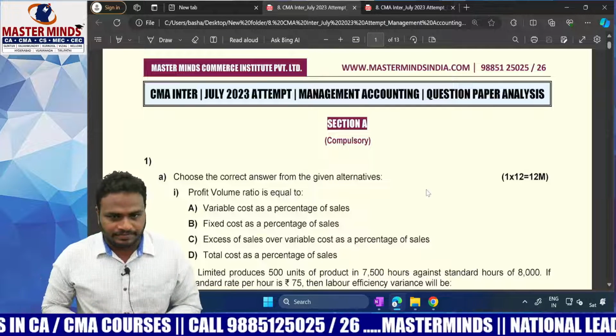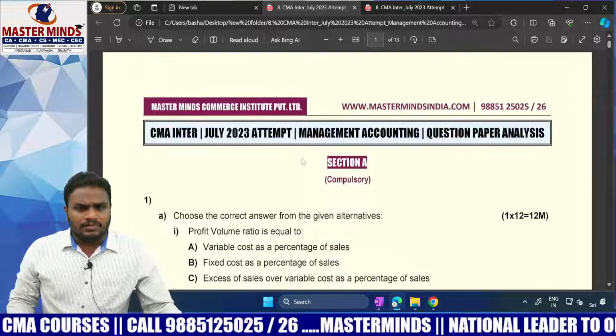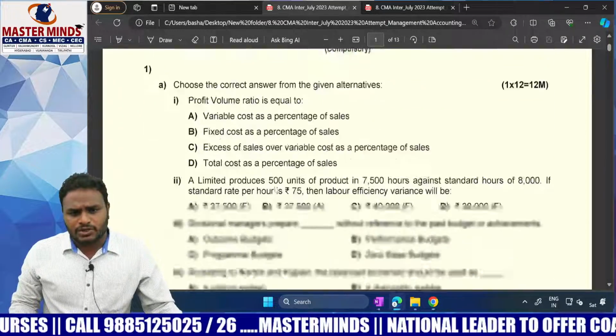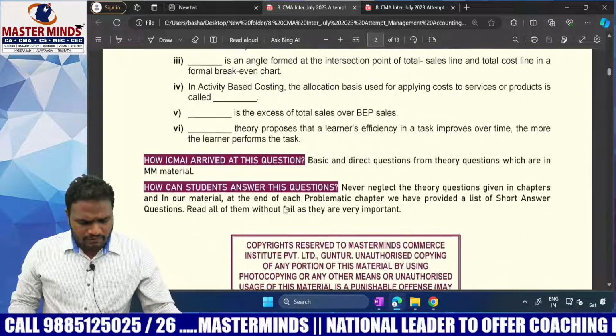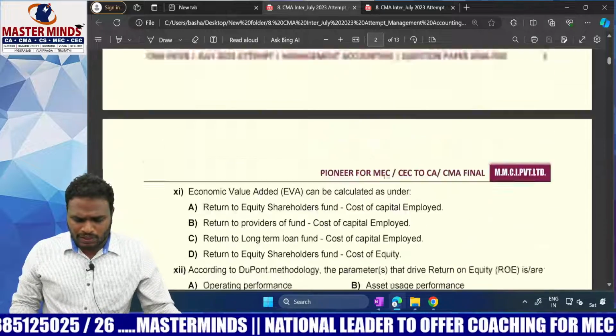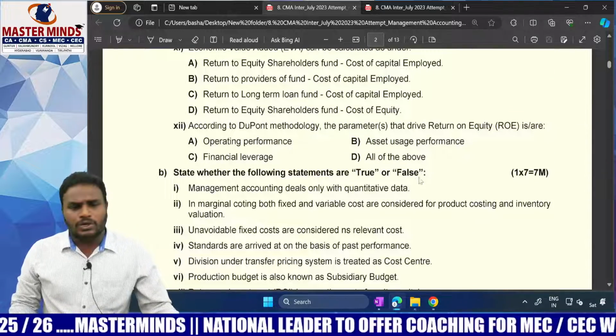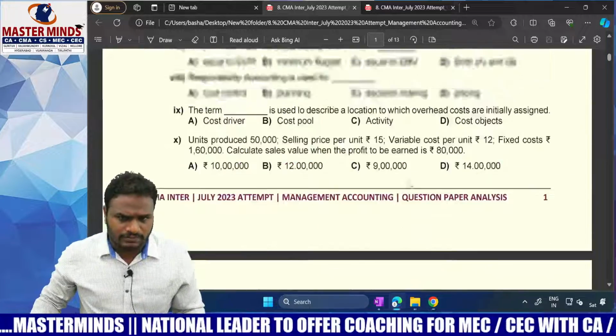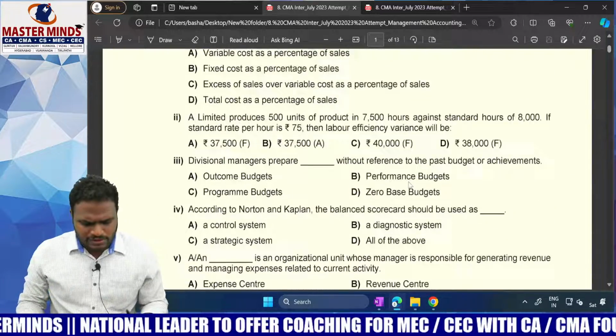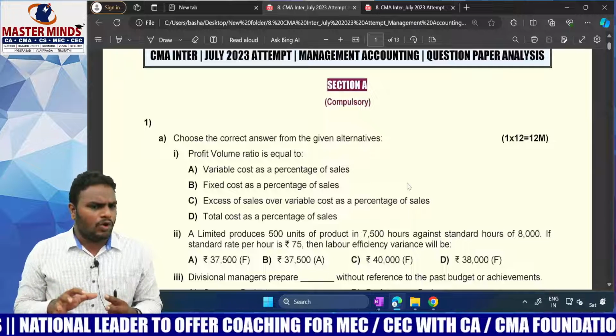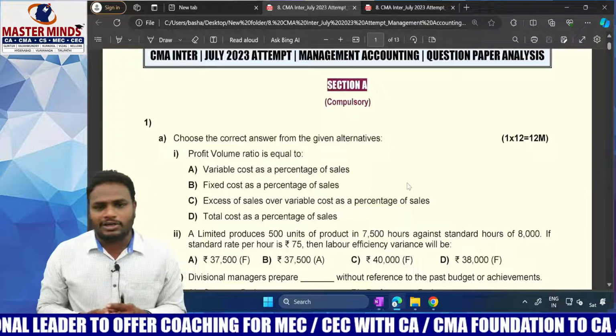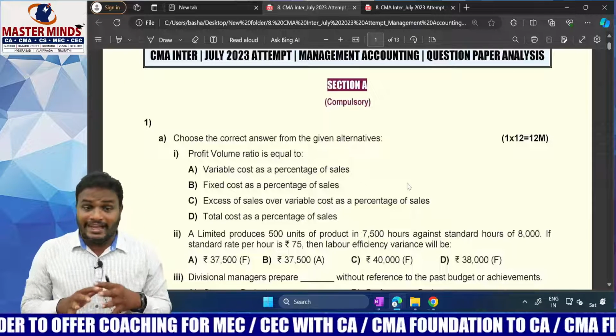Let's start. Everybody knows in Section A, MCQs, fill in the blanks, match the following, true or false, total is for 25 marks. If you observe these MCQs and fill in the blanks, mainly focus on theory and direct questions.